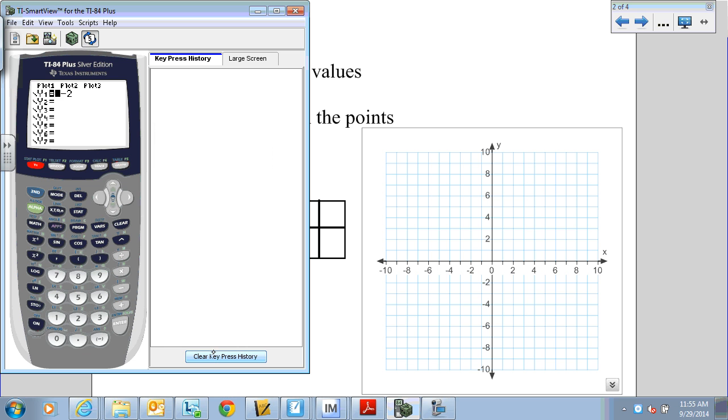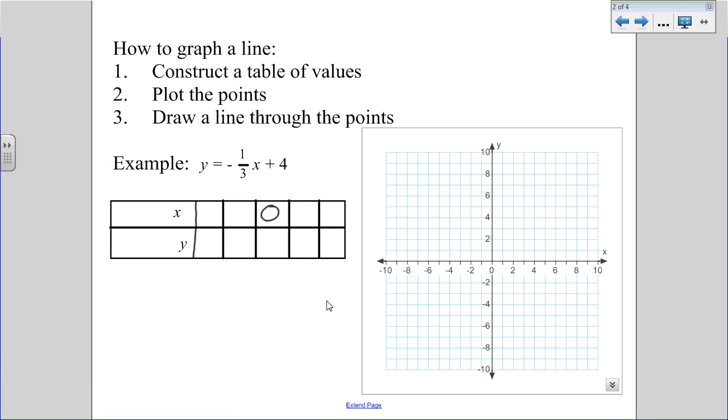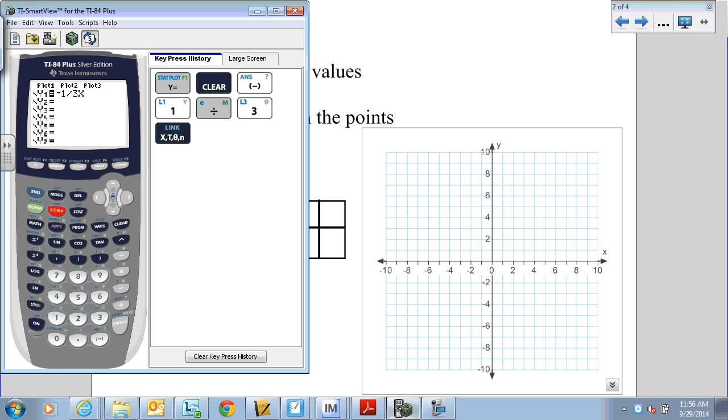Actually, let me clear the keystroke history. We'll go to y equals, and we'll clear out the function that's there, and then we'll type in negative 1/3 x, plus 4. So negative 1/3 x plus 4.